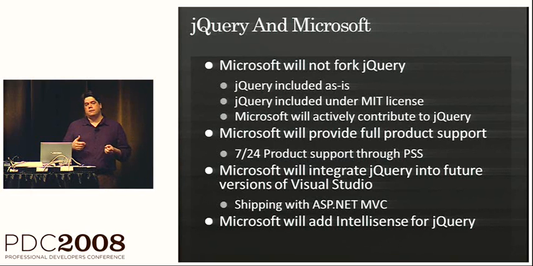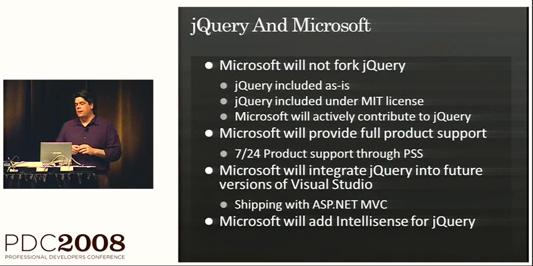We're distributing the same version of jQuery as you can download from jQuery.com. So you won't have to program against the Microsoft version versus the John Resig version, the official jQuery.com version. There'll just be one version of jQuery. We're releasing it under the MIT license, so you can use it in commercial, non-commercial, all your projects.